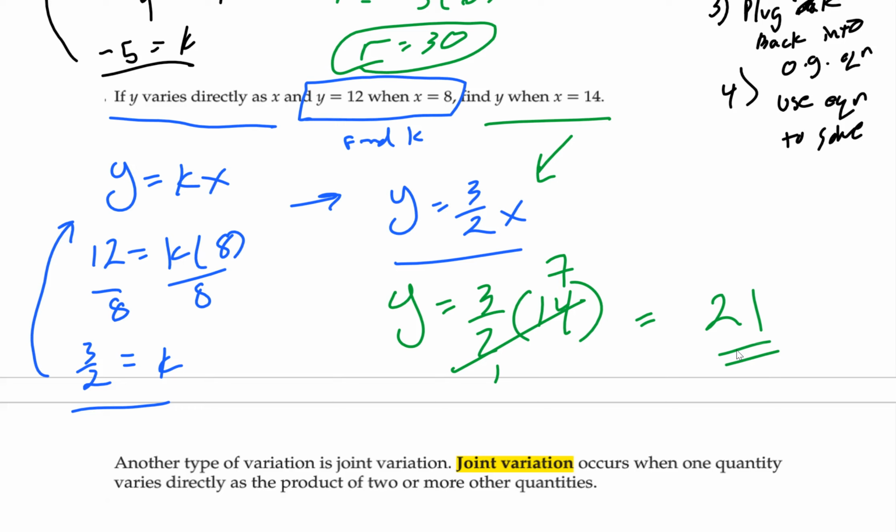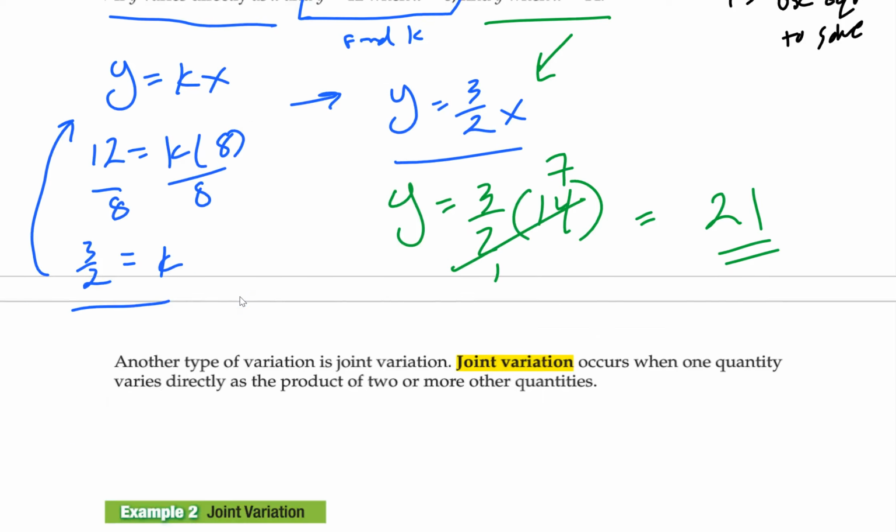You set up your equation, find your constant variation. Now you have your full equation, and now you can solve anything you want to solve. So that's direct variation. Let's talk about joint variation.